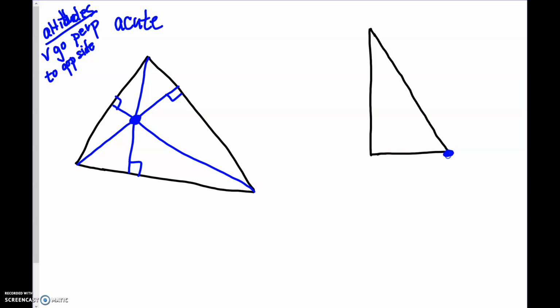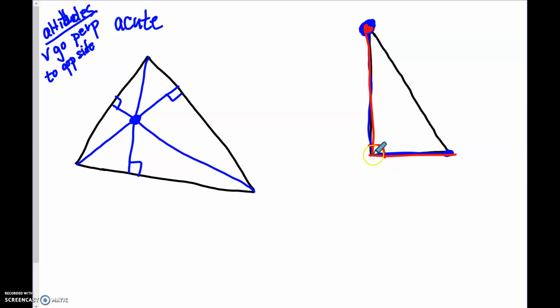Start at a vertex, and then the opposite side is going to be this one right here. Well, if we go to the opposite side, isn't it actually the side itself? And if we start at this vertex and go to the opposite side, that one is this side.